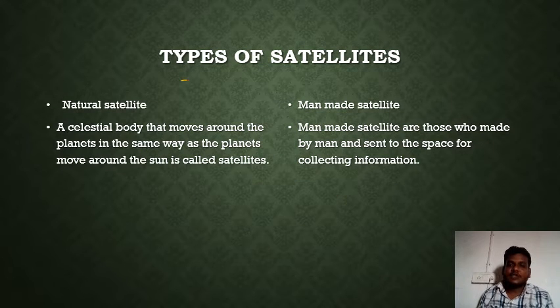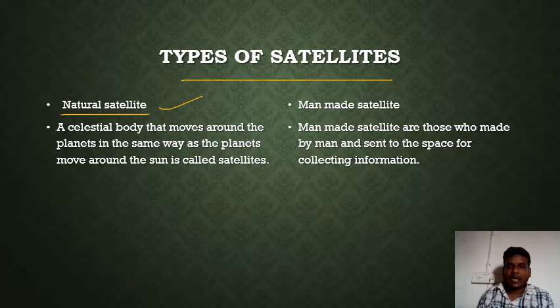Here are the types of satellite. There are two types: natural satellite and man-made satellite. Can anyone explain what a natural satellite is, and what a man-made satellite means? A natural satellite is a celestial body that moves around a planet in the same way as the planet moves around the sun. Just like the moon is the natural satellite.